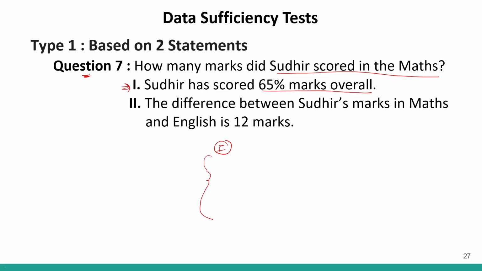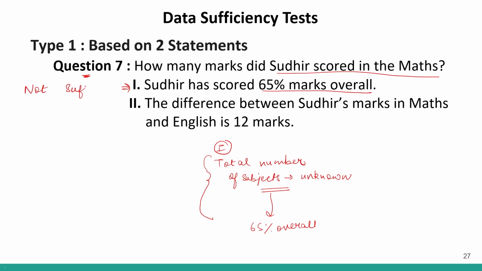So again, the total number of subjects are unknown, correct? But we just know that overall he has scored 65%. This is the data from statement number 1. Is it enough to answer how much marks Sudhir has scored in maths? No. So this data alone is not sufficient.